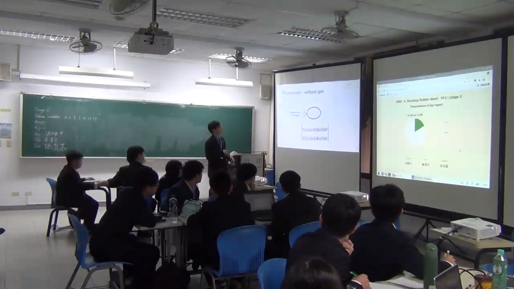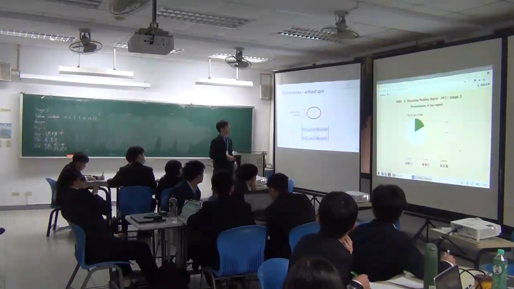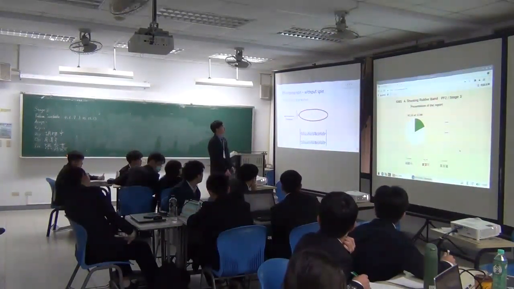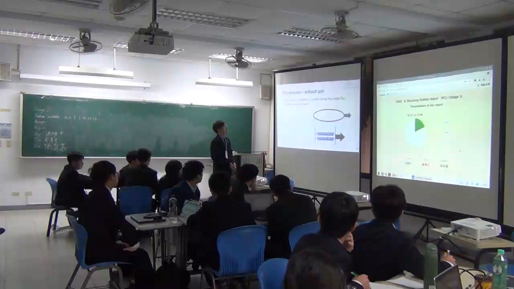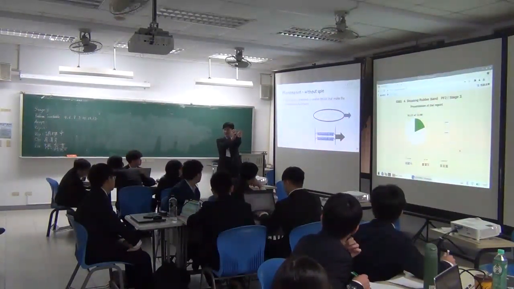So now we can describe the phenomenon. This is when it's without a spin. When it's evenly stretched, it creates forces that make the rubber band fly forward. So it's like shooting like this, and it flies forward.